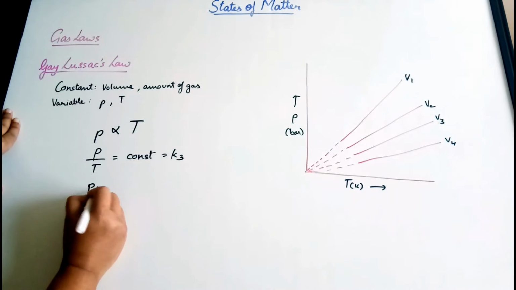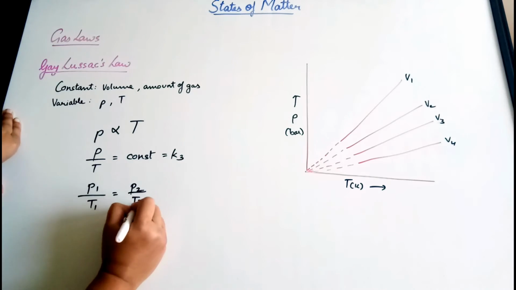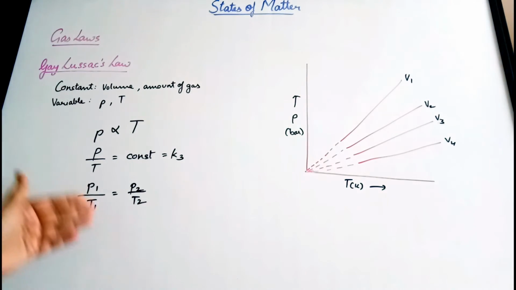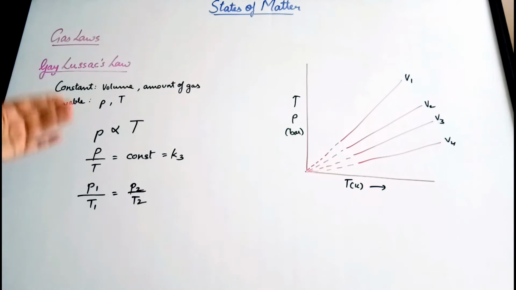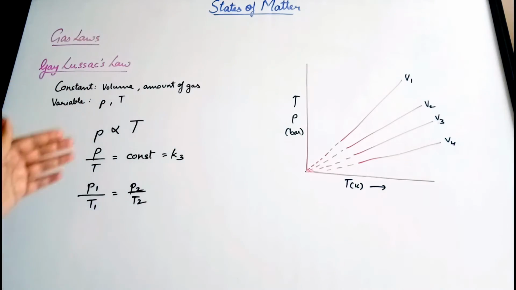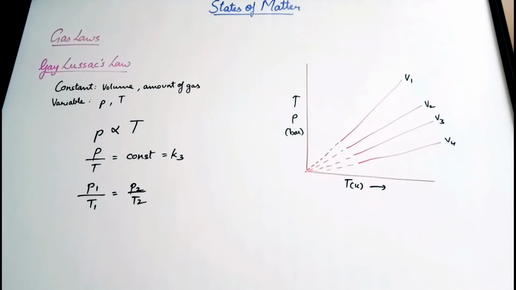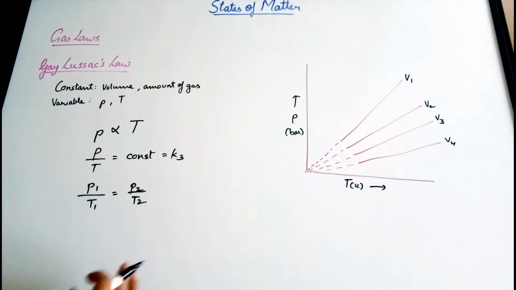There's another relationship, P1 by T1 equals P2 by T2, where the temperatures are T1 and T2, and the pressures are P1 and P2. That's all. Gay-Lussac's law is pretty easy, right? Pressure is directly proportional to temperature at a constant volume and a fixed amount of gas. Based on the relationships derived from Boyle's law and Charles' law, this equation came up. Now this is the graph that represents Gay-Lussac's law.